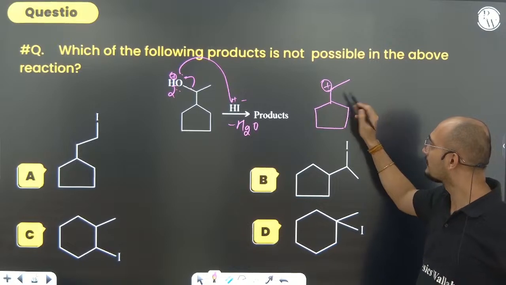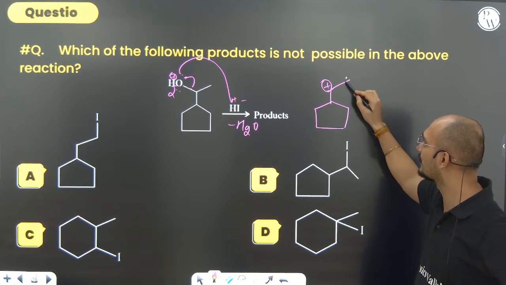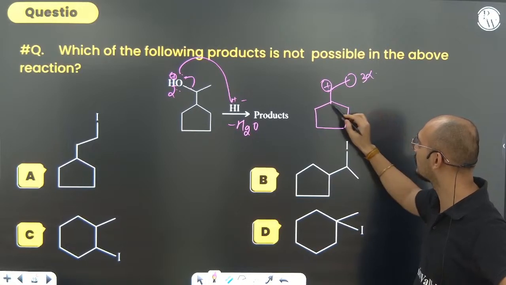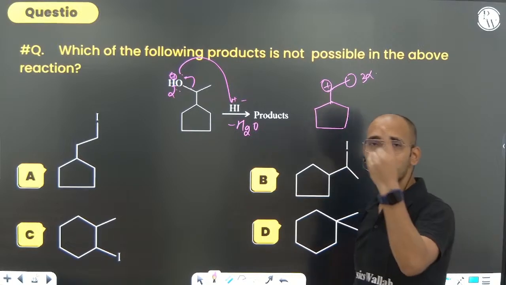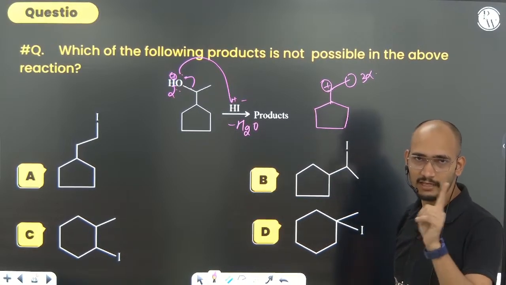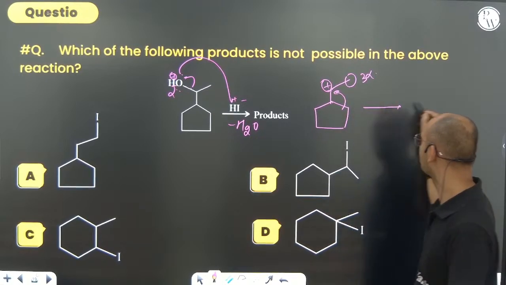So here, is there any possibility of ring expansion or a more stable product? Can you see what is there? There are 3 alpha hydrogens here and 1 alpha hydrogen here. So 4 alpha hydrogens are there. So it is very stable. Always remember, if there is a possibility of ring expansion, always do the ring expansion. Do the ring expansion, and then see.